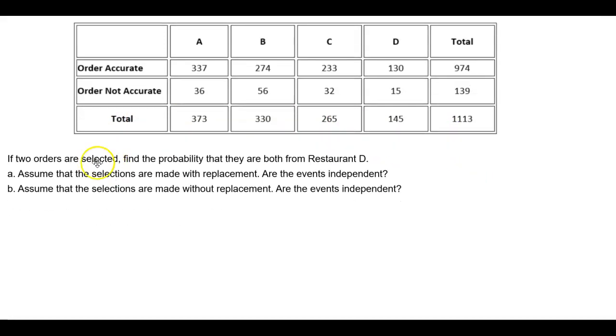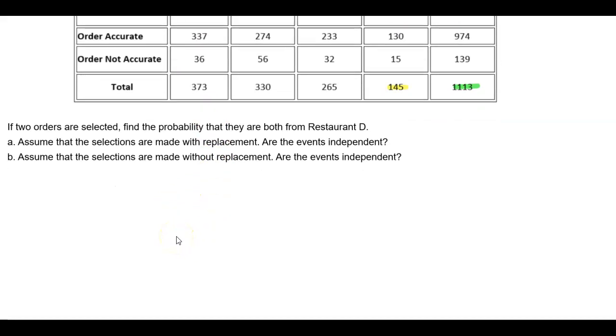Now the question states, if two orders are selected, find the probability that they are both from restaurant D. So how many do we need to look at? We need to look at the numbers associated with restaurant D. The total for restaurant D is 145, and the entire total is 1,113. Since they want both, we're going to have to select two from restaurant D.